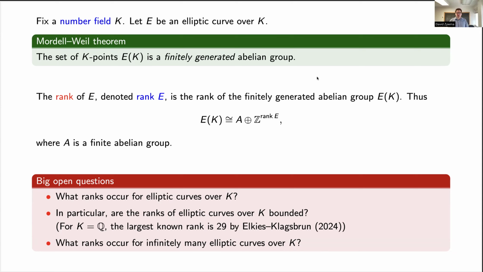When K is Q, the largest known rank is 29. And this is a question where the common folklore belief has flip-flopped now a couple times. And the third big open question is, suppose you understand what ranks occur, you could ask about their distribution. And just the coarsest kind of distribution you could ask is, are there infinitely many elliptic curves of a given rank? Okay, so these are just very hard questions about ranks.